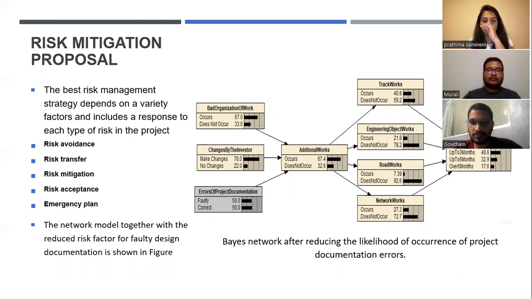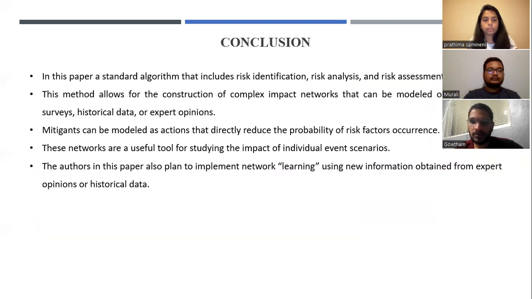Risk mitigation is the strategy of reducing the likelihood of effects of the adverse risk event to an acceptable level. Examples of these procedures include checking the documentation created by an additional design office, analyzing by industry experts, or using typical catalog solutions. This network model, together with the reduced risk factor for the faulty design documentation, will clearly explain the risk level in any particular project. Next slide, please.